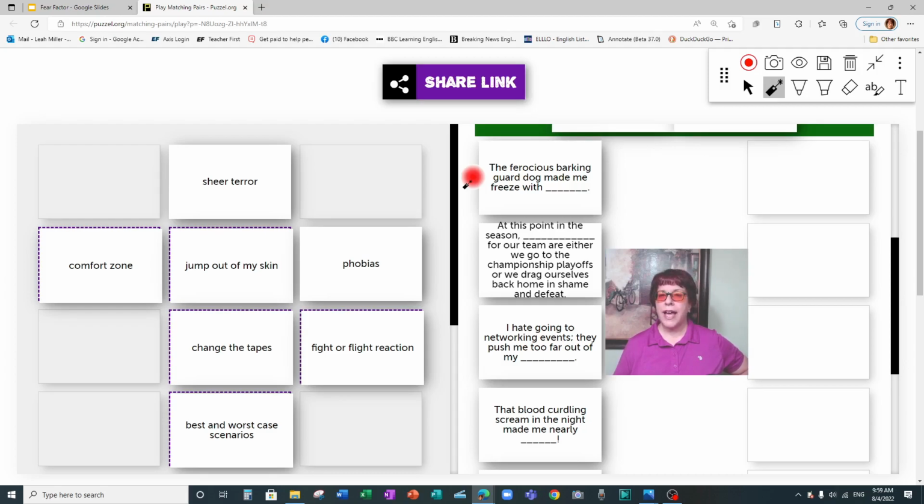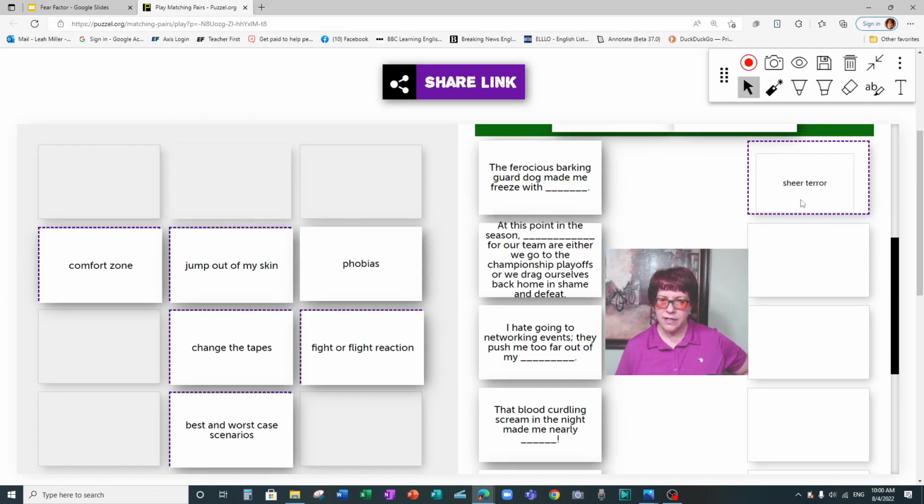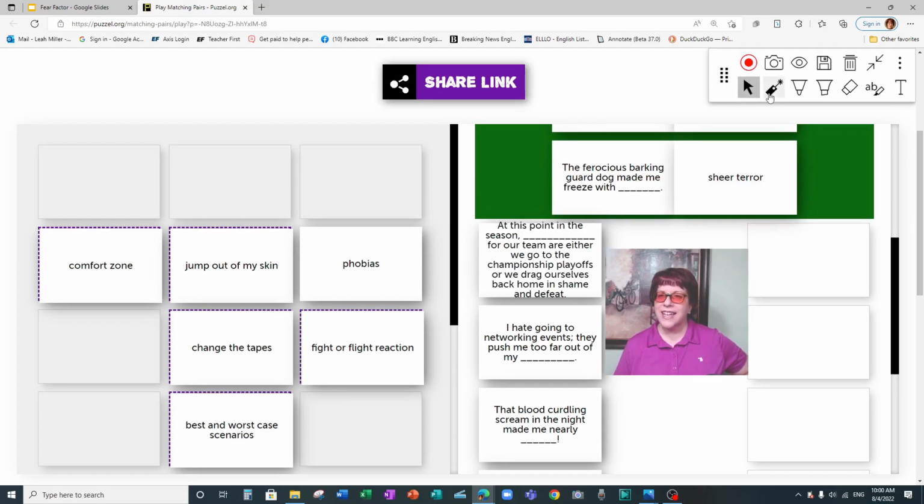Okay, it's kind of a reaction again. Sorry about that. Okay, don't want to save that. Let's see which one would fit here. Freeze with, it would make you freeze with. Yes, okay, I think you got it. Terror, it would make you freeze with sheer, and there's the adjective. Sheer terror. Excellent. Next sentence.